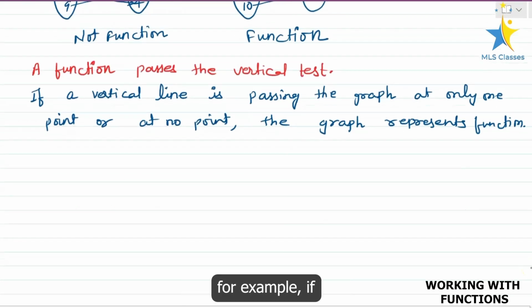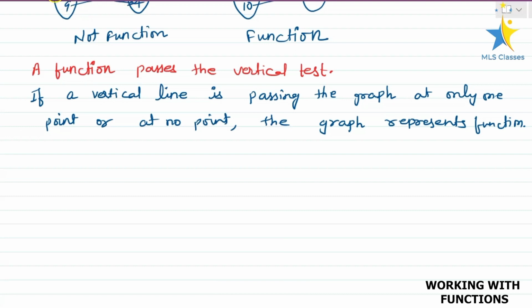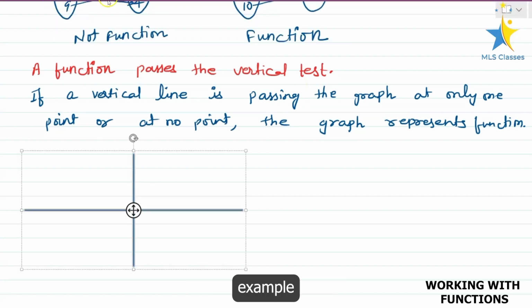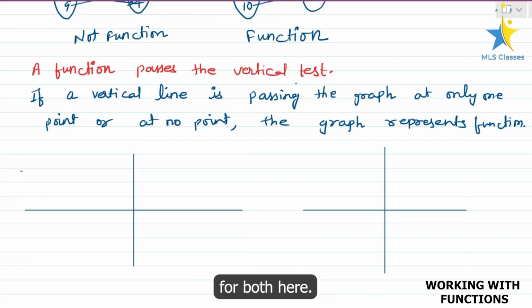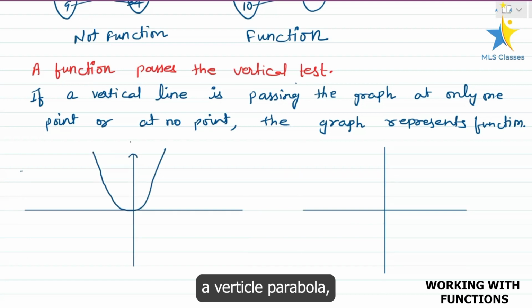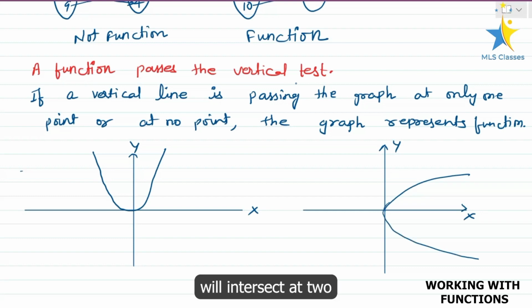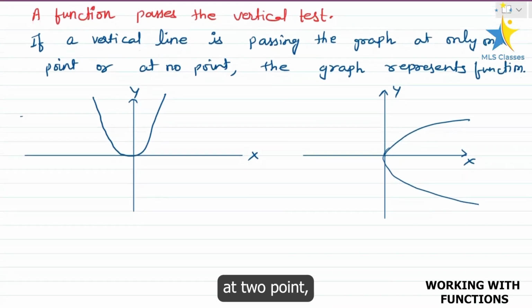For example, suppose I take a pair of examples where one is a function and one is not, and I'll take a parabola for both. Here, if we take a vertical parabola, this is the y-axis, this is the x-axis. If you draw any vertical line, it will either not intersect at any point or intersect the curve at only one point. But if we take a horizontal parabola like this, any vertical line will intersect at 2 points. Since it is intersecting at 2 points, it will not be a function. So this is a function, this is not a function.